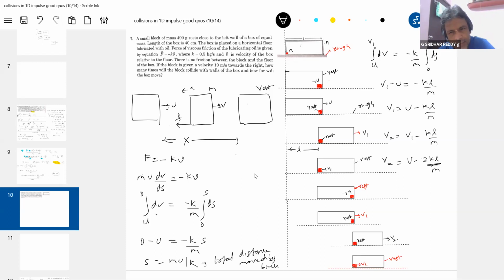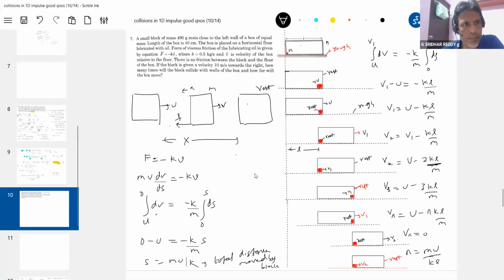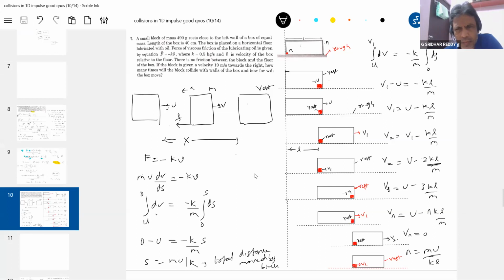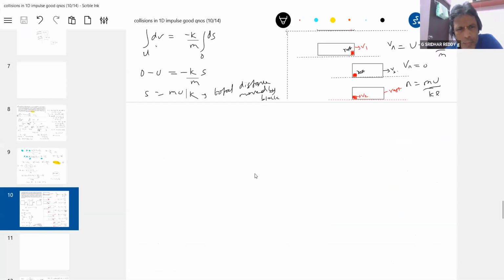Shall we generalize like this? And what is V3? V3 should be equal to u minus 3kL by m. So Vn equals... finally it will come to rest. So what is Vn? Finally it should come to rest. So what is n equal to? mu by kL. Substitute and solve, you'll get the number of collisions. Okay, I have another problem to discuss. Just logical thinking, just from diagrams, immediately you should take help of the basic concepts that you know.